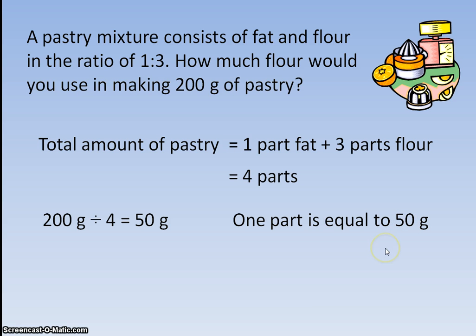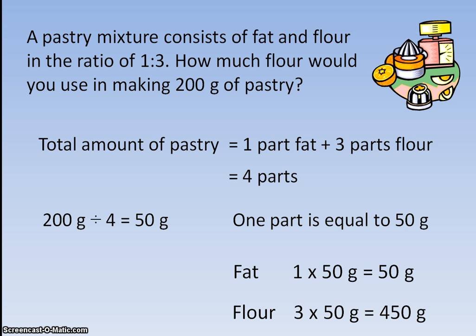So if 1 part of the ratio is equal to 50 grams, that means that the fat is actually equal to 50 grams because the fat is 1 part of the ratio, whereas the flour is equal to 3 parts, so we would need 3 lots of 50, which is 150. So that's the basic strategy. Let's just have a look at another example of that problem-solving strategy in another cookery-based problem.